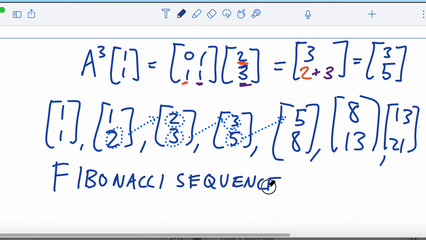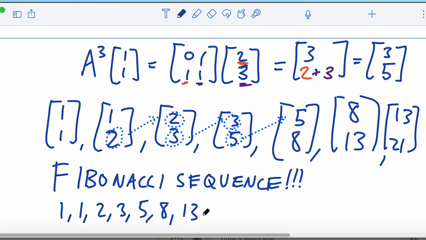So if it's your first time seeing it, congratulations on an exciting day. Every number is the sum of the previous two numbers. This is just the sequence: 1, 1, 2, 3, 5, 8, 13. Every number is the sum of the previous two numbers, 21. And it goes on forever and ever. And we did it by using linear algebra.